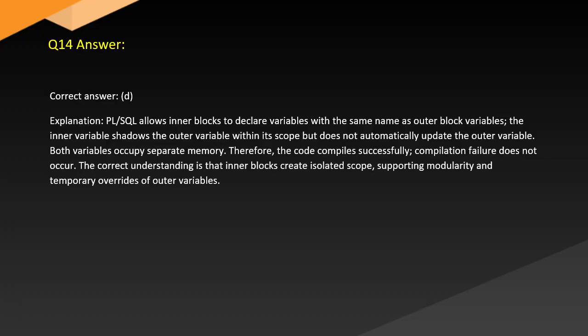Answer. Correct answer: D. Explanation. SQL allows inner blocks to declare variables with the same name as outer block variables. The inner variable shadows the outer variable within its scope but does not automatically update the outer variable. Both variables occupy separate memory. Therefore, the code compiles successfully. The compilation failure does not occur. The correct understanding is that inner blocks create isolated scope, supporting modularity and temporary overrides of outer variables.